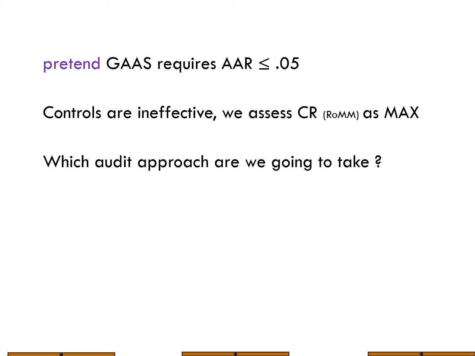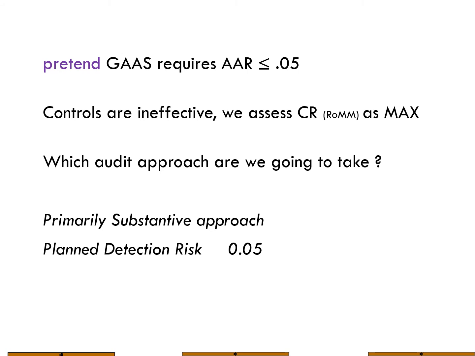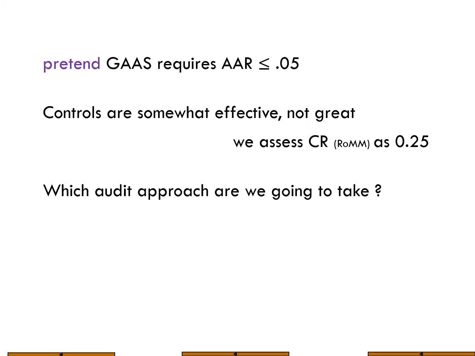Controls are ineffective. We assess control risk as max. That's 1. Which audit approach are we going to take? We'll take a primarily substantive approach, and plan detection risk must be 0.05. Auditing standards, by the way, don't specify what acceptable audit risk is. Ted just made this up. So we're going to pretend auditing standards require acceptable audit risk to be 0.05. Or Ted, the audit partner, says it's got to be 0.05 or less.